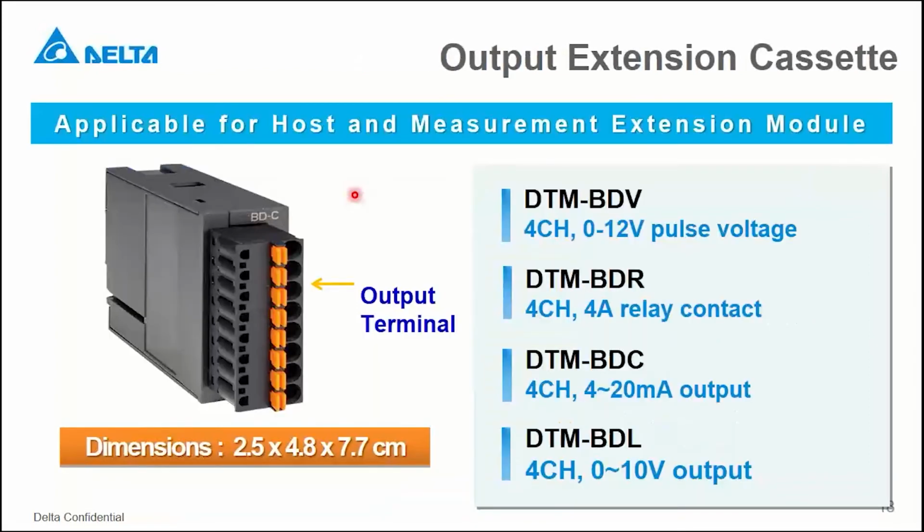Then next one is the output cassette. You can see these small things have 4-channel output, and this is a type, like the pulse output 40. Normally this one is linked with the SSR, because the heater requires very high power consumption, so that's why we need to use the SSR.